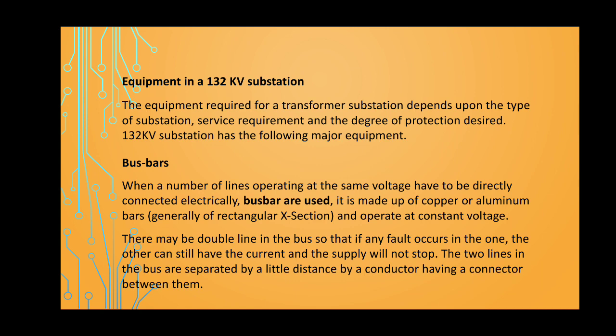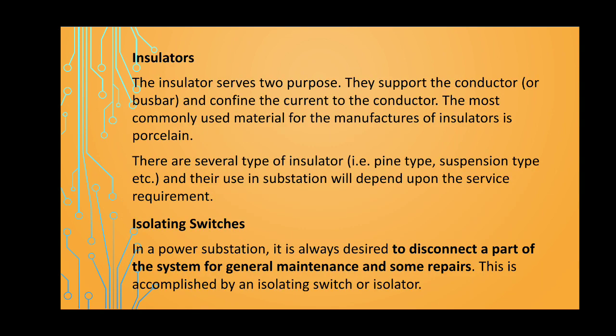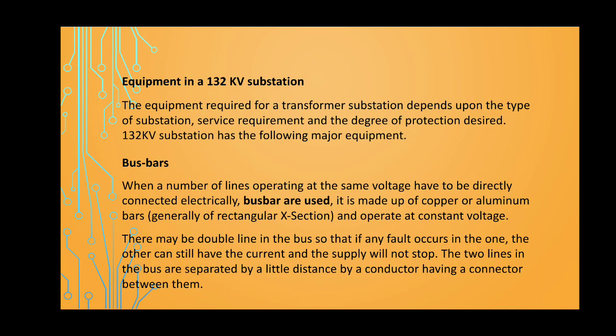Now, what is the equipment in a 132 kV substation? Different types of equipment are used in the 132 kV substation. The equipment required for the transformer substation depends upon the type of substation, that is the service requirement and degree of protection design. The 132 kV substation has some equipment, the list of equipment here: the bus bar, then insulator, isolator, circuit breaker. So these are the different types of equipment used in the 132 kV substation.